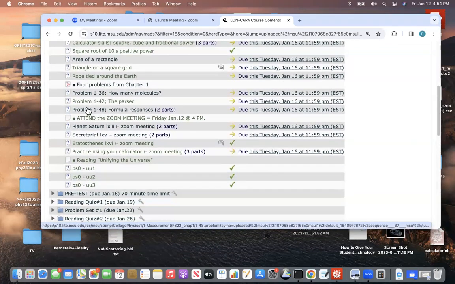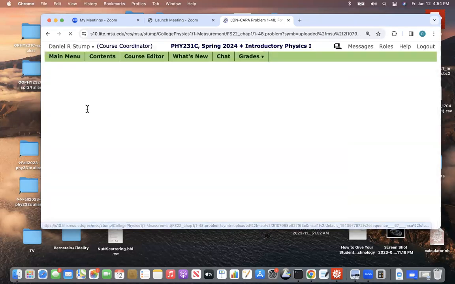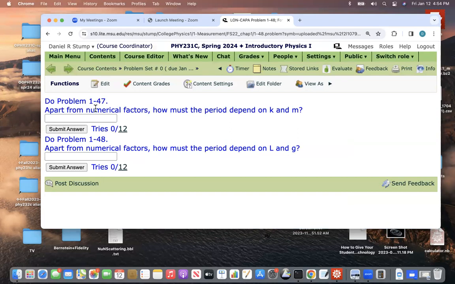Problem 147, here's 148. Oh, this is a formula response. So you want to put in here a formula without any numerical factors. Oh, I see. That's 147, 148. So you want to type in a formula.